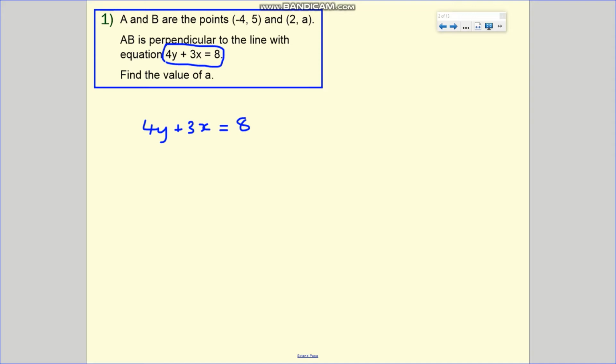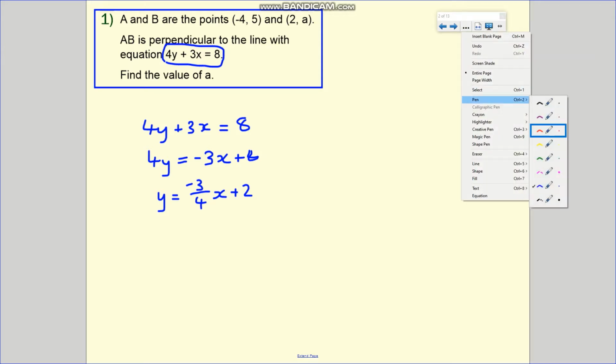So the first thing I'm going to do is take 3x from both sides. So 4y is equal to negative 3x plus 8. And then dividing by 4 on both sides, I get that y is equal to negative 3/4 x plus 2.